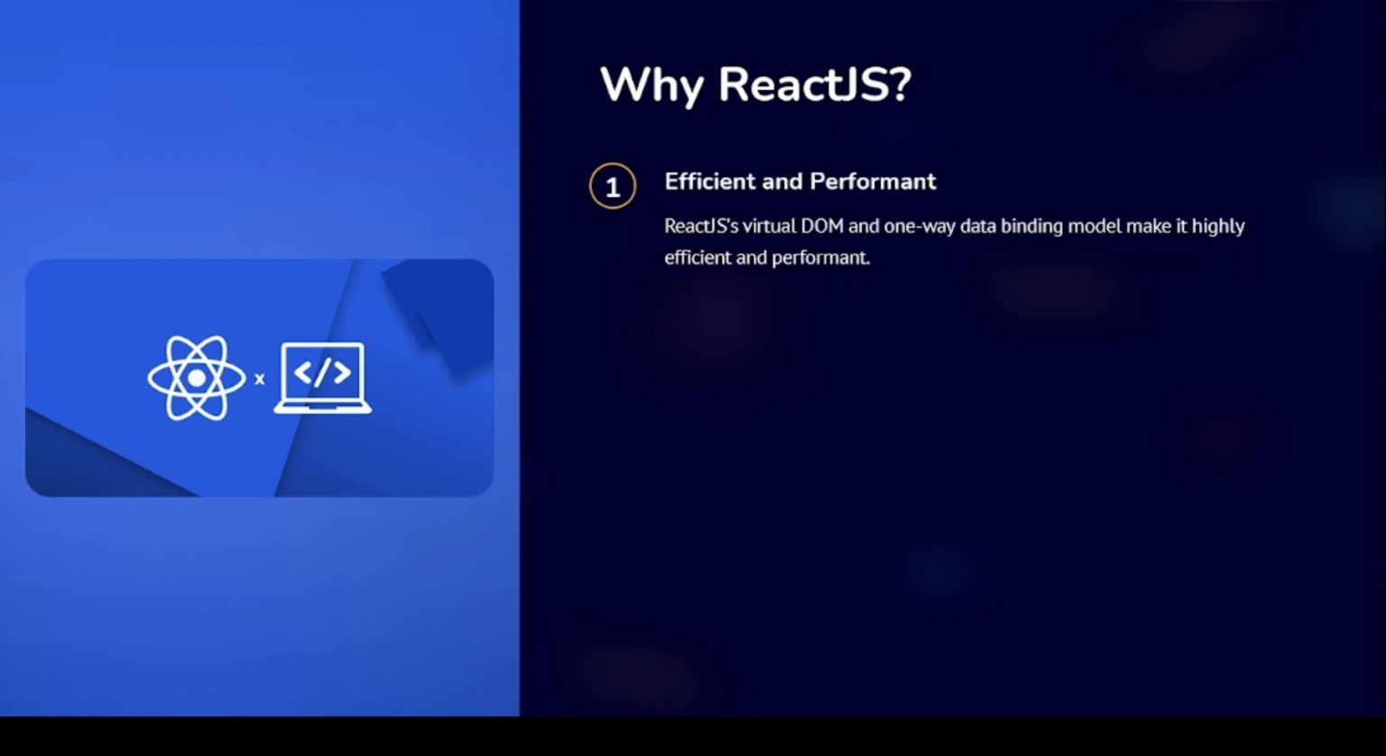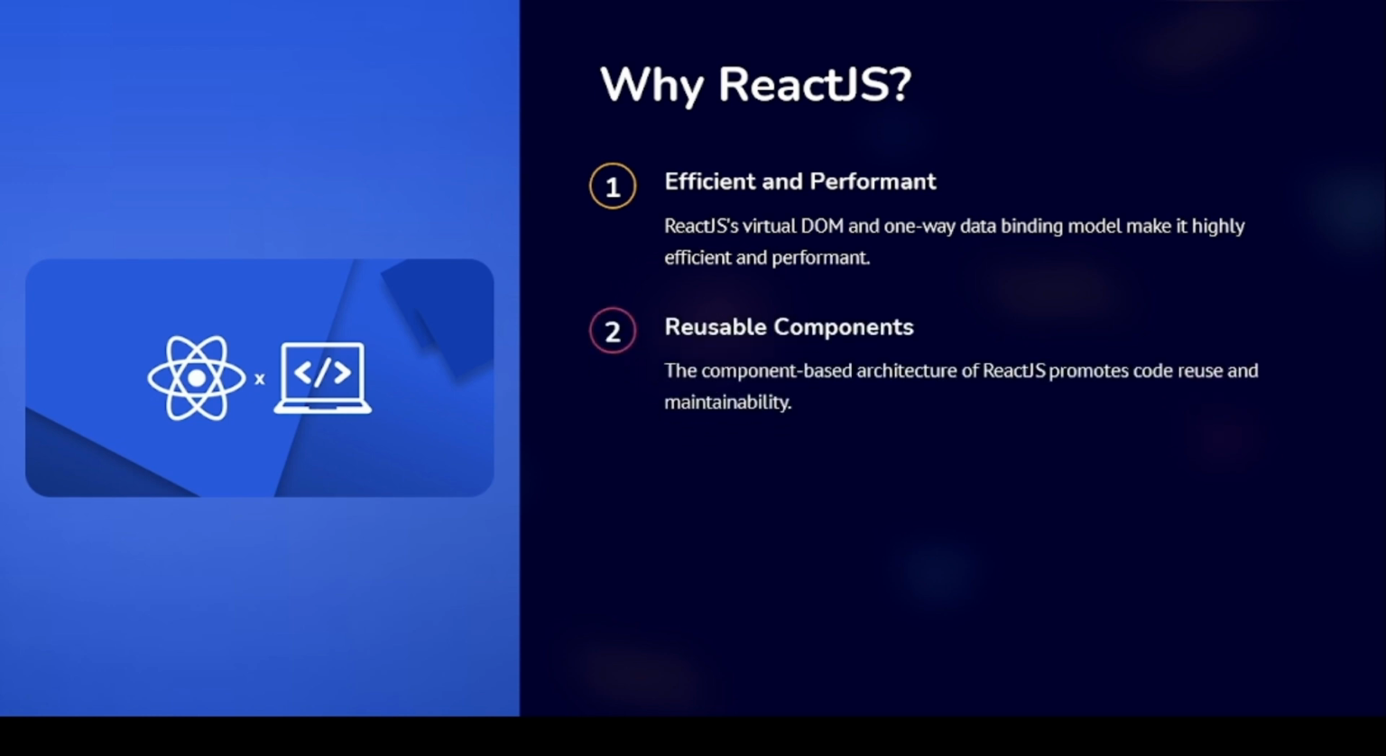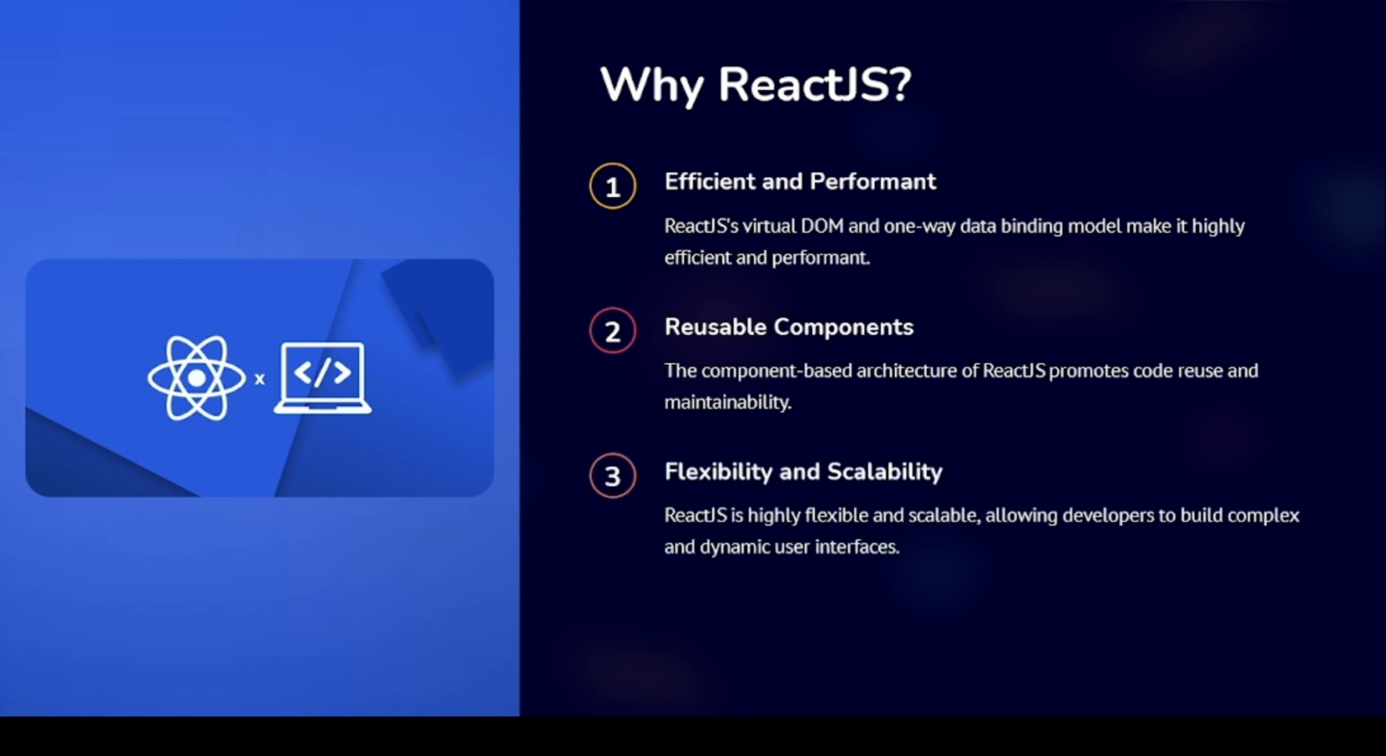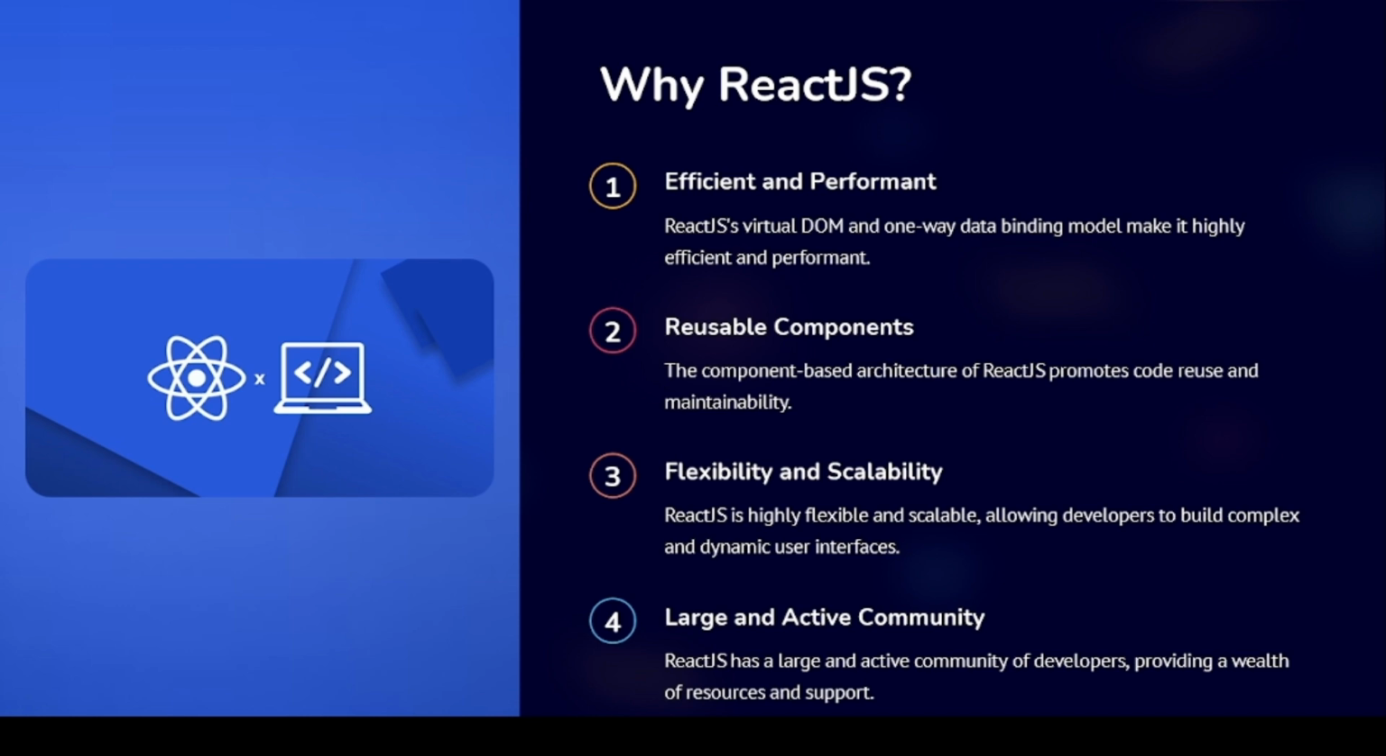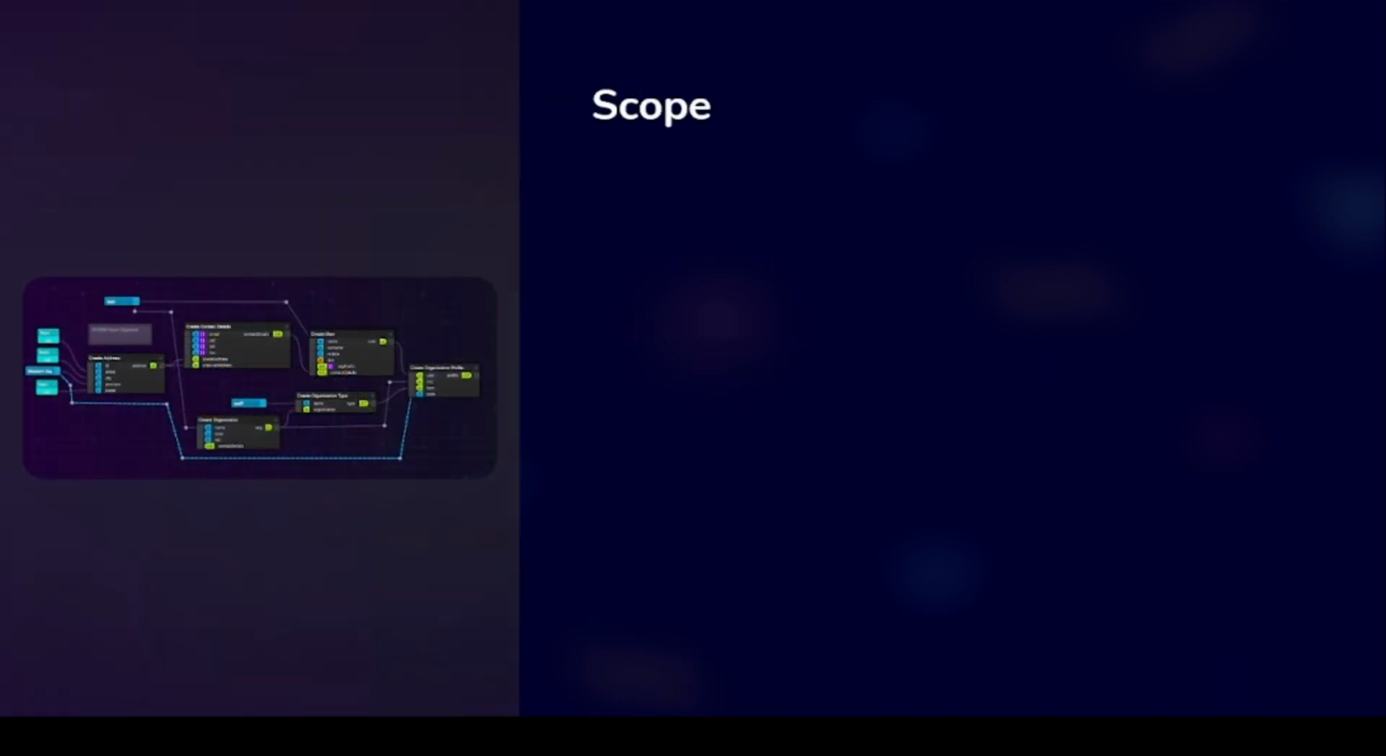First important reason is it's efficient and performant because of its virtual DOM and one-way data binding feature. Because of its component-based architecture as well, because it promotes reusability and maintainability. Because of its flexibility and scalability as well, it allows developers to build complex and dynamic UIs. Finally, because of its large and active community, it has a large and active community of developers providing a wealth of resources. And now we will see that what are the areas where React.js can be utilized.